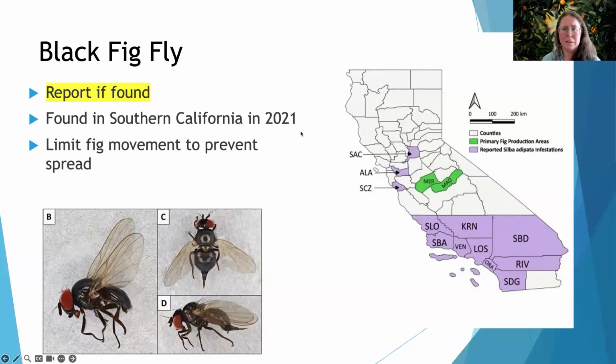This pest was first detected in Southern California in 2021 and has since been reported in 12 counties, mainly in Southern California, but also up north in Santa Cruz, Alameda, and Sacramento counties. The primary fig production zone is in the Central Valley between Merced and Fresno, and on the map here, that's the part in green. This region produces over 90% of the state's figs, and growers could be heavily impacted if the black fig fly spreads to this area. So to prevent spreading this pest, limit the movement of figs, particularly between infested and uninfested areas.